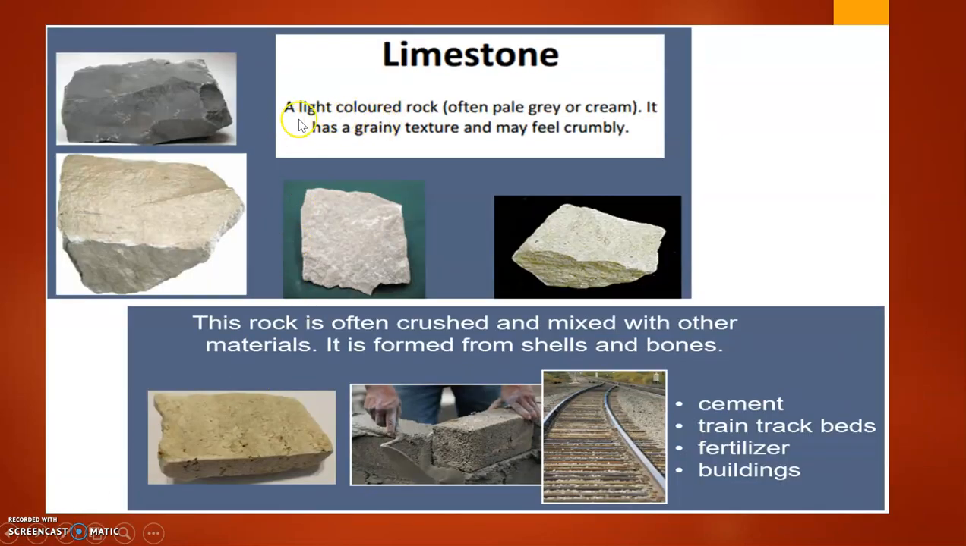Limestone. A light colored rock, often pale gray or cream. It has grainy texture and may feel crumbly. This rock is often crushed and mixed with other materials. It is formed from shells and bones, used for cement, train track beds, fertilizer, and buildings.